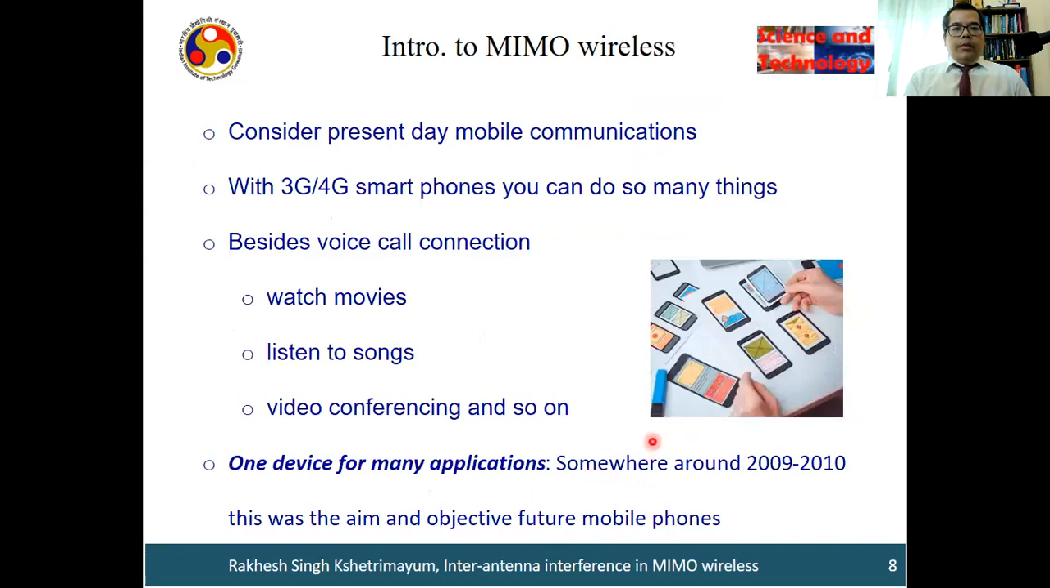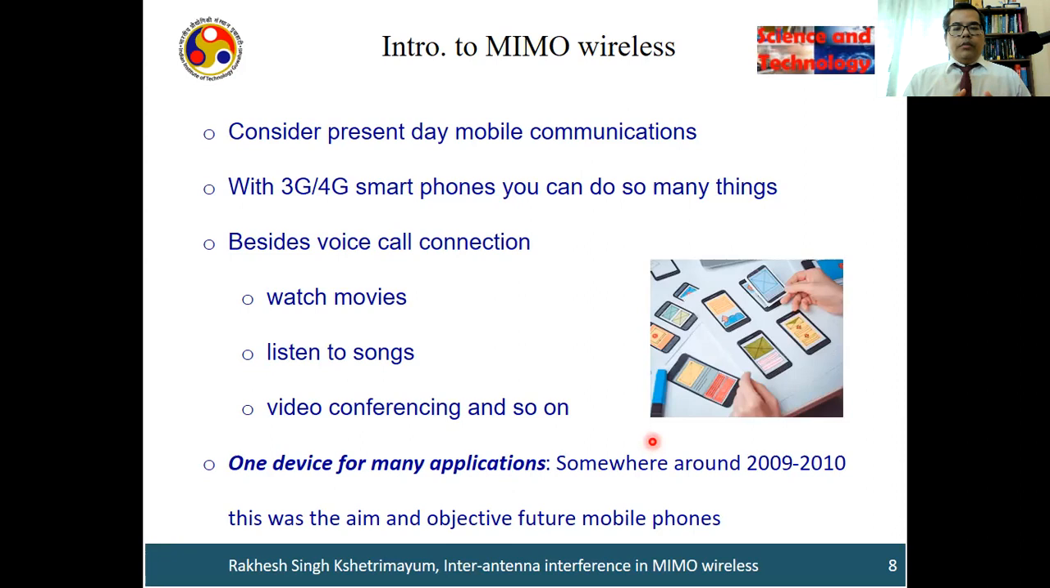So let us consider present-day mobile communications. We are using 3G or 4G smartphones. With this kind of smartphone, you can do many things. You can make voice calls, you can watch movies, you can listen to songs, and you can do video conferencing. The list goes on. So this is one device for many applications.